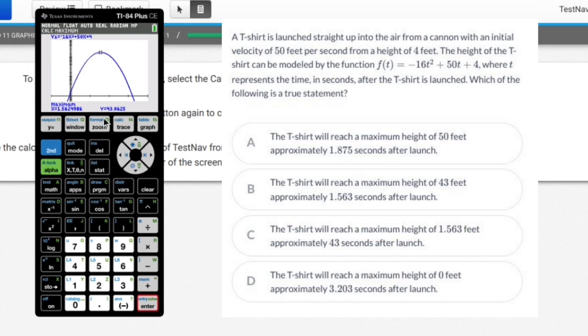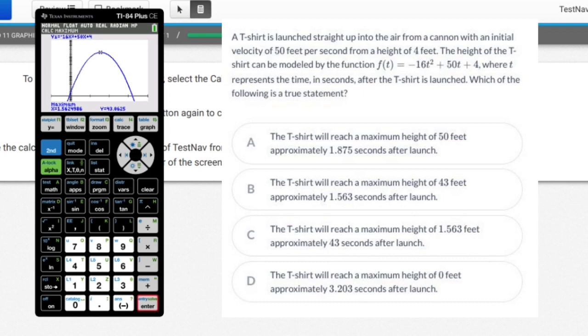Hit enter, and my maximum happens at 1.5624, and the maximum is 43. So that's not A at all. That's actually B. And B says the t-shirt will reach a maximum height of 43 feet. So 43, yeah, close enough. And it happens at 1.563, which when you round that, it's close enough. There's a little bit of wiggle room with these. So my answer is actually not A, it's B.